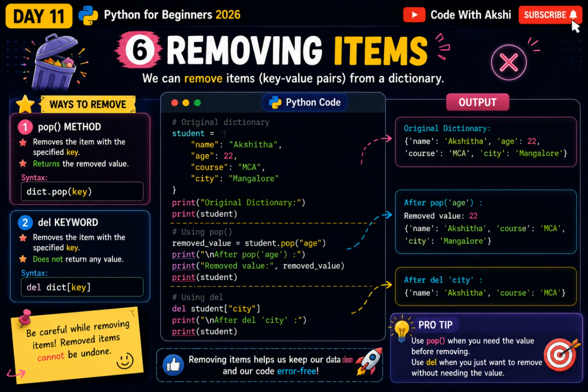Okay, sometimes we no longer need certain information. In that case, we can remove items from a dictionary. Python provides two common ways. The first is pop. It removes the key and also returns its value. And the second is del. It removes the key completely. So choose the method depending on whether you need the removed value or not.